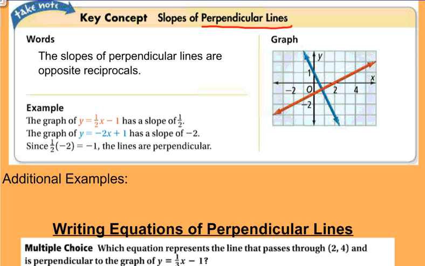So slopes of perpendicular lines. In words, it says the slopes of perpendicular lines are opposite reciprocals. Perpendicular lines, the slopes are opposite reciprocals. So we do not have the same slope. But it's very specific. They have to be the opposite and the reciprocal.